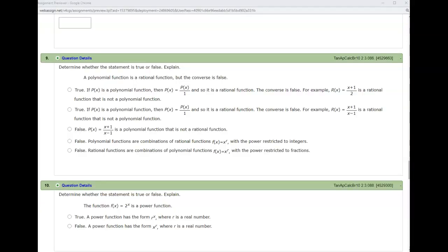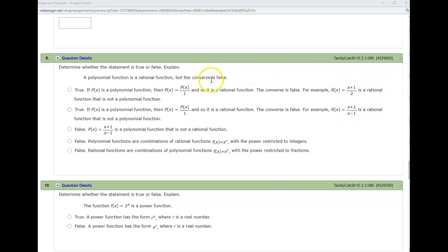Determine whether the statement is true or false. A polynomial function is a rational function. So a rational function could have a denominator of 1. So a polynomial could be a rational function, but a rational function isn't always a polynomial. So here we have a polynomial function that's also rational in the first one. In the second, this is a rational function, but it's not a polynomial.